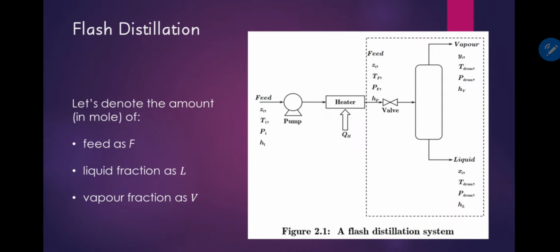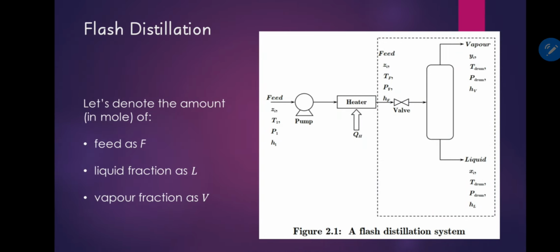Okay? So, we have here a diagram. Let's consider that as figure 2.1. It's a flash distillation system. So we have your feed here. It is being pumped through a heater, which is going to the distillation, or what we call a flash drum. But before the separation occurs, you have here a valve. This is a throttling valve or an expansion valve.